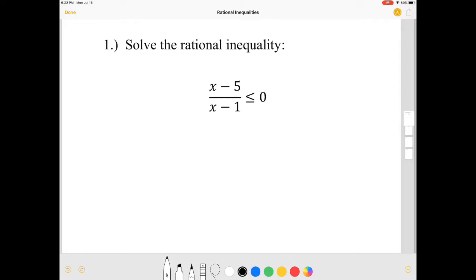Hello and welcome to part one of solving rational inequalities. In this part, we will be looking at the most basic type of rational inequality in the sense that the problem is already set up and ready to go. So we're mainly going to be focusing on the method that you use to solve a rational inequality.